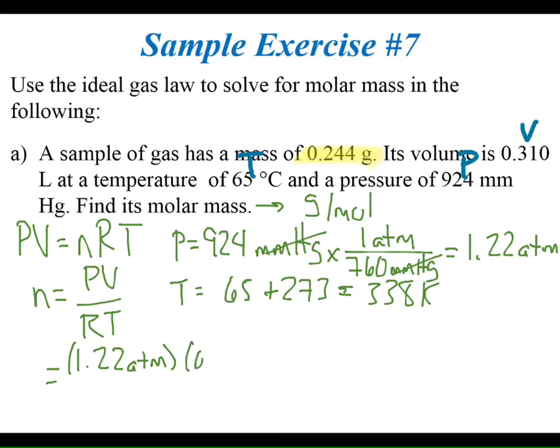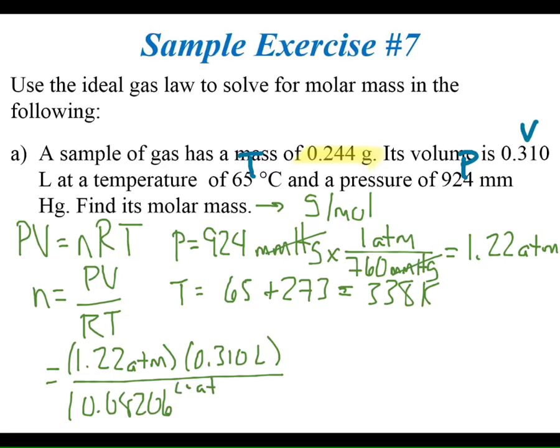V, 0.310 liters. R, 0.08206 liter-atmospheres per mole-Kelvin. And our T, 338 Kelvin. Okay, let's make sure units are canceling and we're left with the right thing. So atmospheres, atmospheres, liters, liters, Kelvin, Kelvin. Good, we're left with moles, which is what we want.